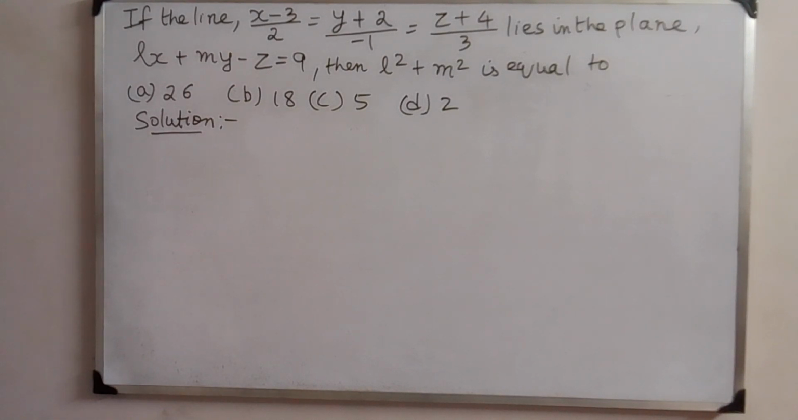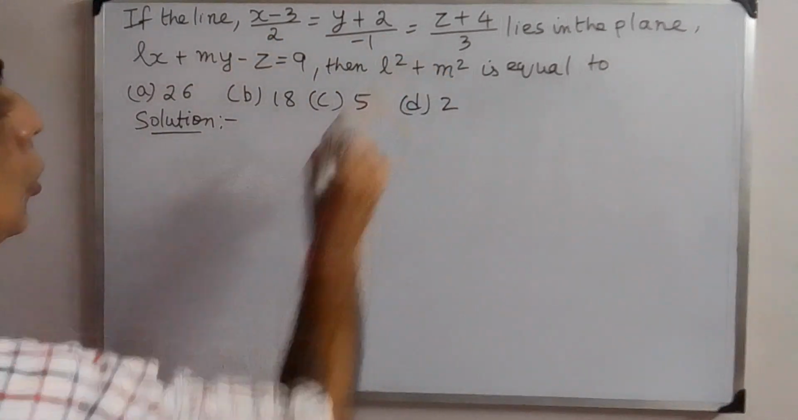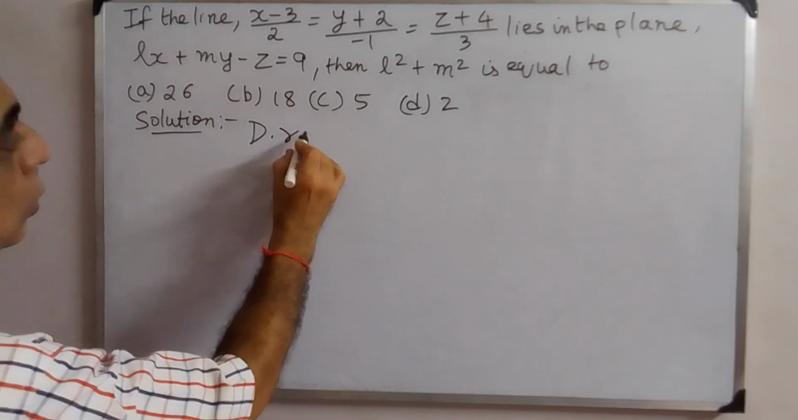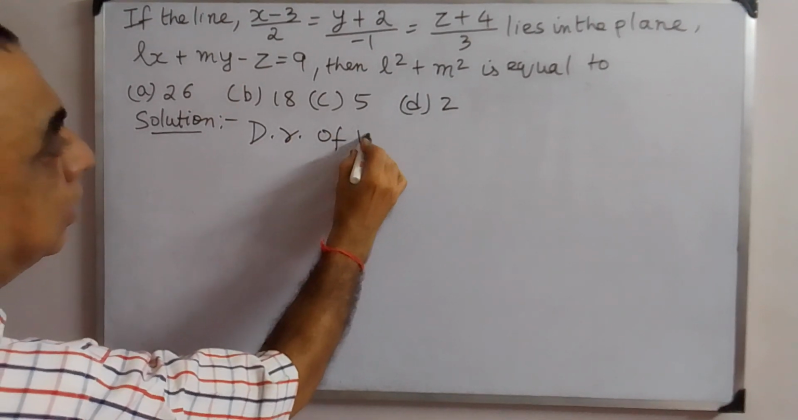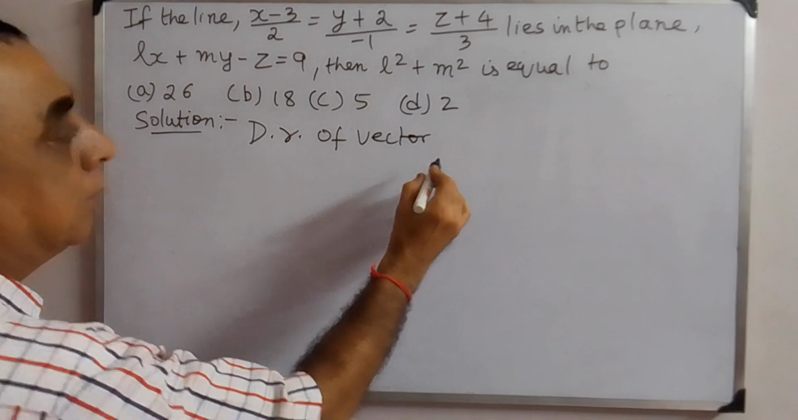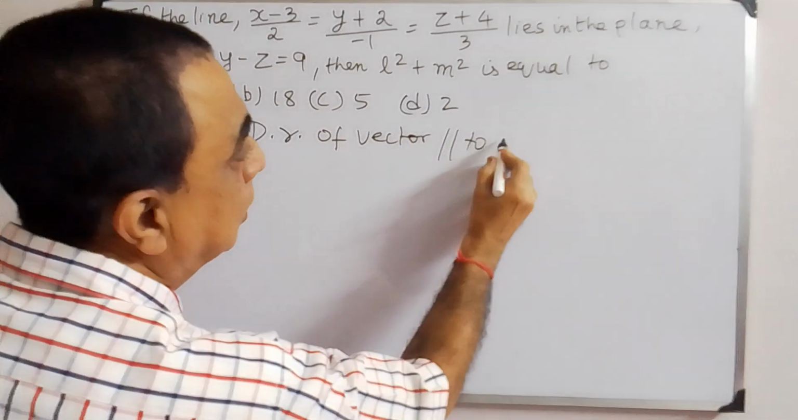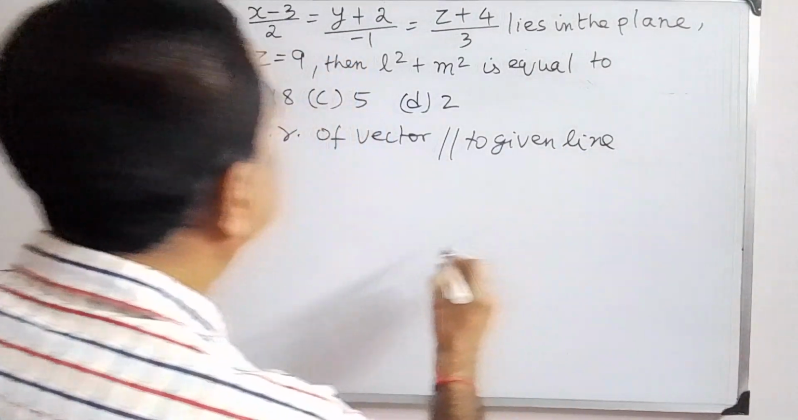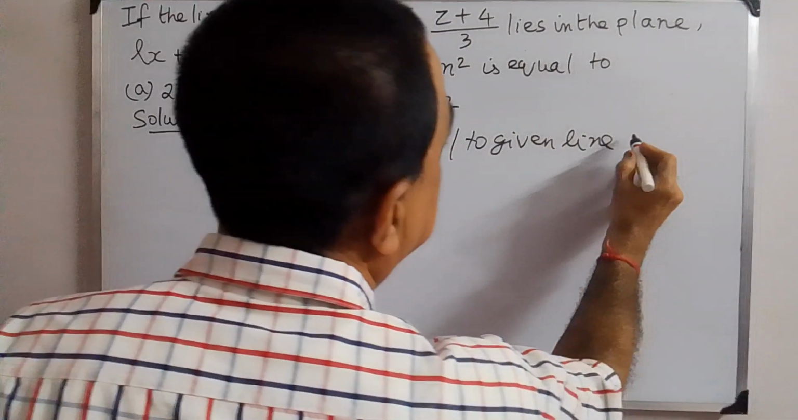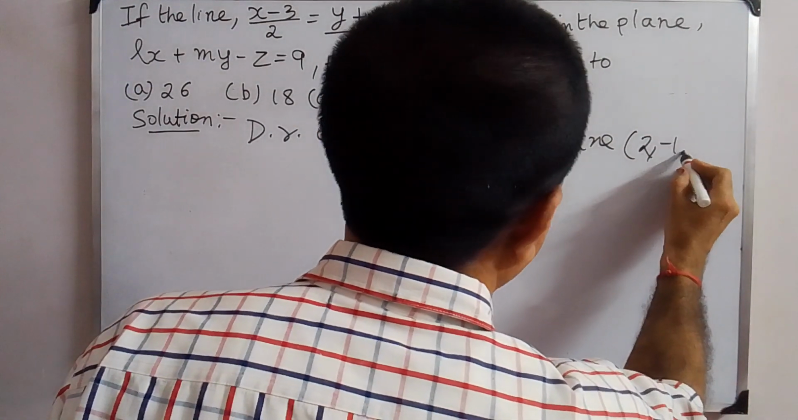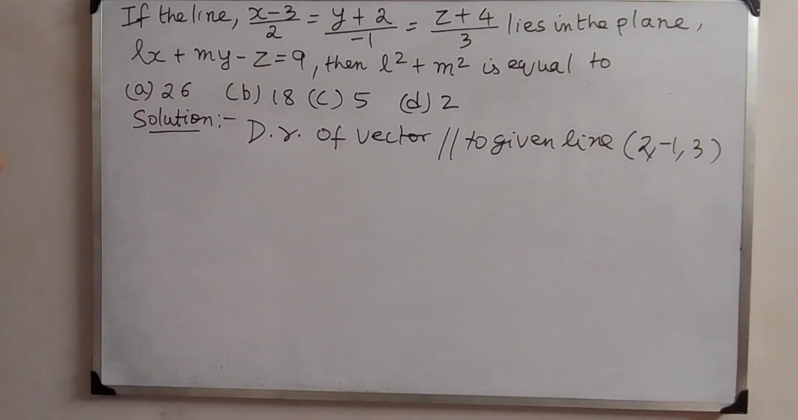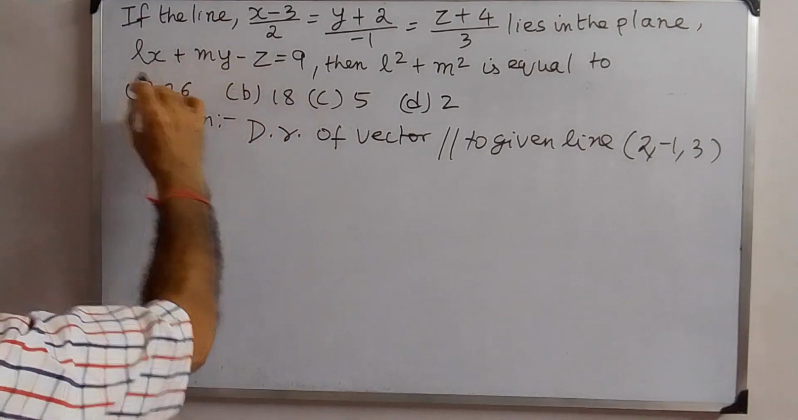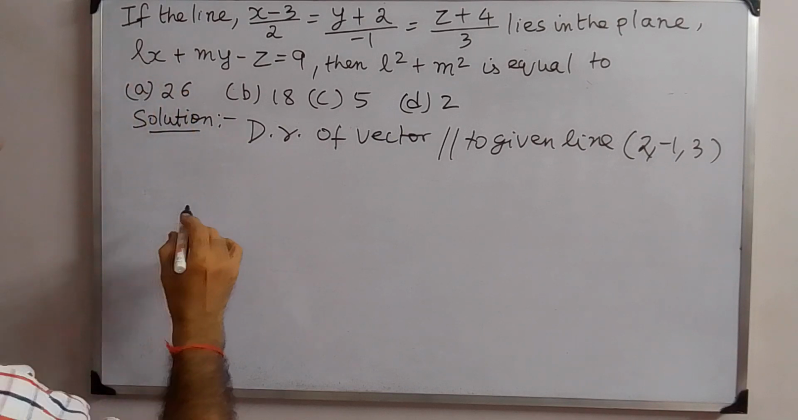Now, this is the equation of the line. So the direction ratios of the vector parallel to the given line will be 2, minus 1, 3. And next, the direction ratios of the vector which is perpendicular to the plane.